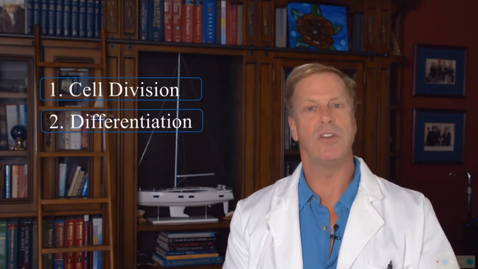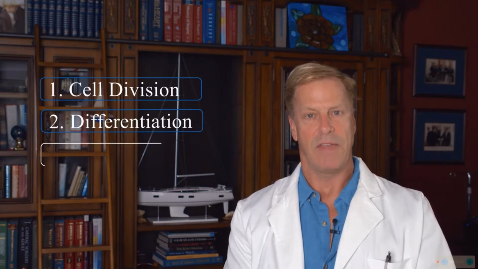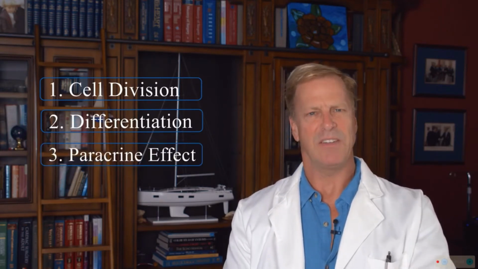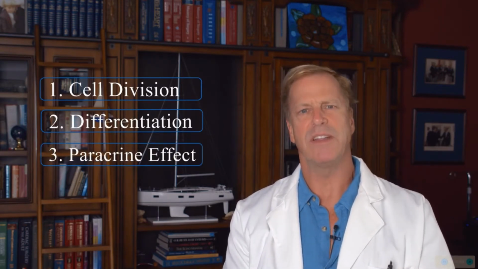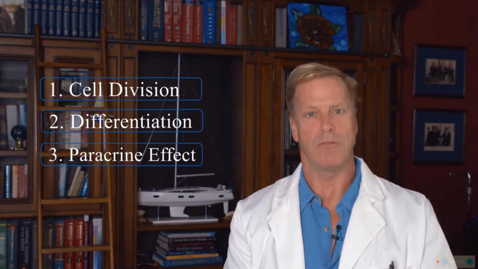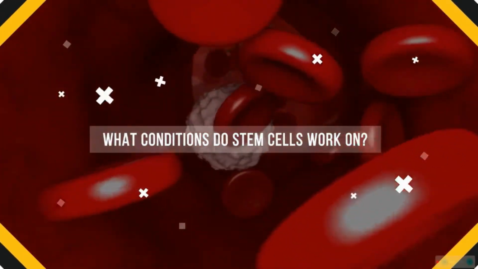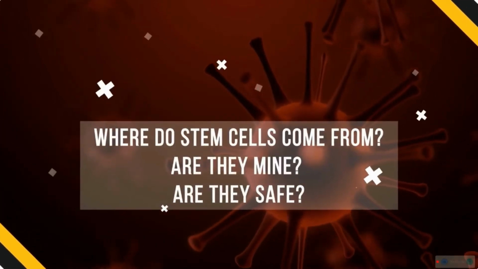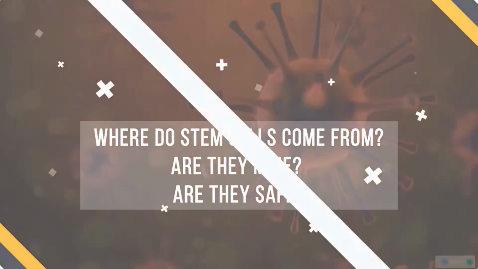So we get 3 things when we talk about stem cells. Division, so they last a long time. Differentiation, so they can change into injured tissue. And that Paracrine effect, which has a regional but a long-distance therapeutic effect on other tissues to help the response element. What conditions do stem cells work on? Stem cells are the cells that built the body and repair the body. Where do you get stem cells from? Are the stem cells mine? Are the stem cells safe?